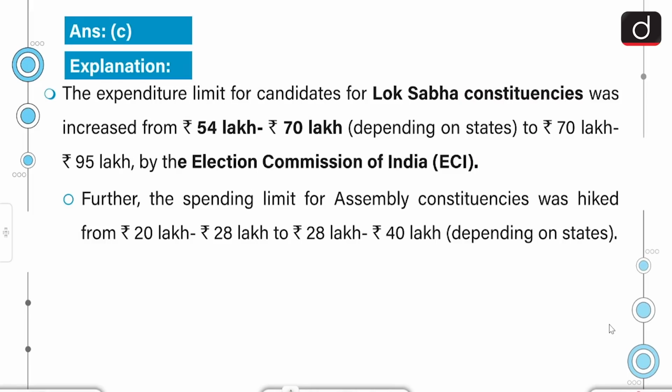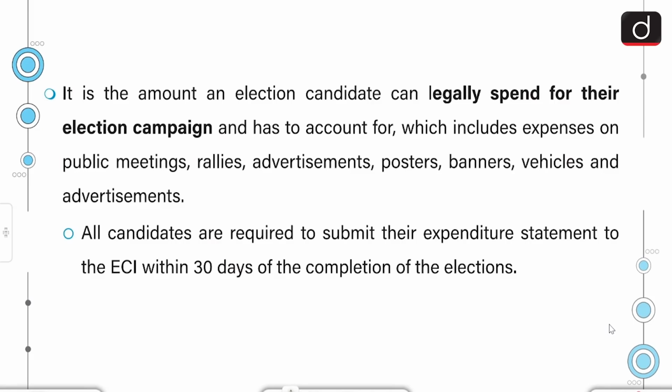The expenditure limit for candidates for Lok Sabha constituency was increased from 54 lakh to 70 lakh, and then from 70 to 95 lakh by the Election Commission of India. And the spending limit for assembly constituencies was hiked to 28 lakh from the earlier 20 lakh. It is the amount an election candidate can legally spend for election campaign, which comprises many things like public meetings, rallies, advertisements, posters, banners, and vehicles.